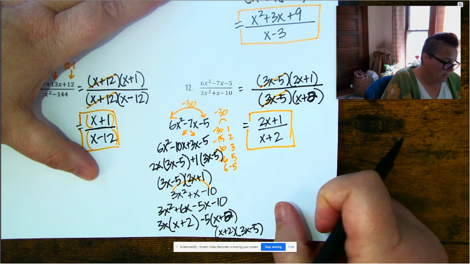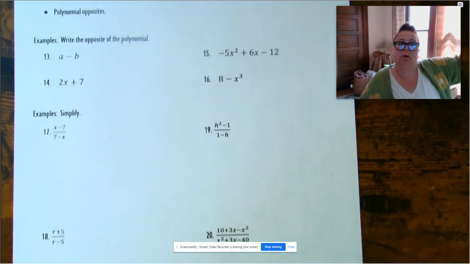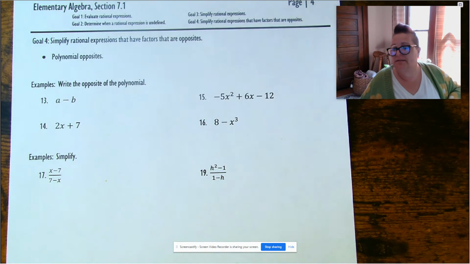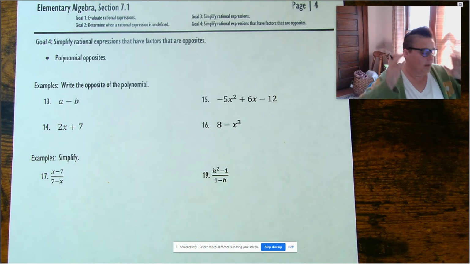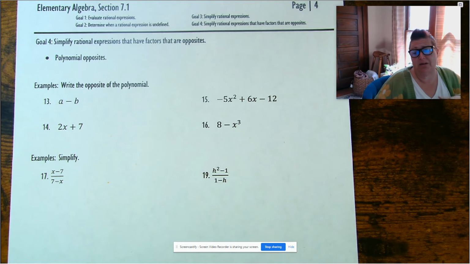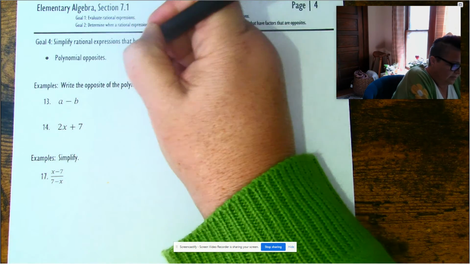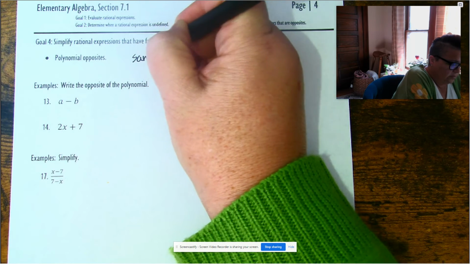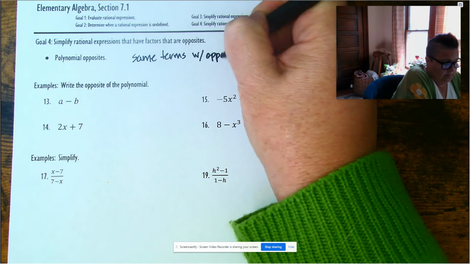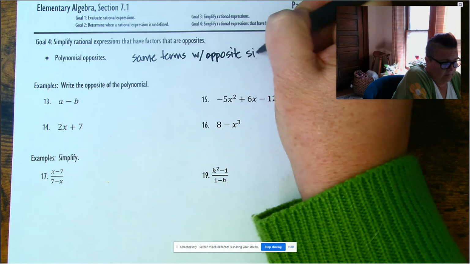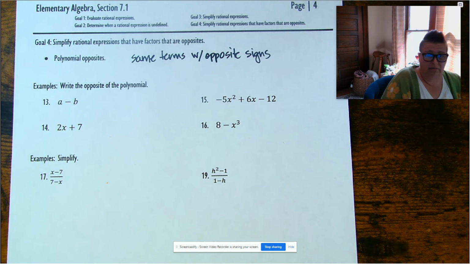Okay? All right. Now, that was a lot of work. There's a lot there. We still have one more goal to go. And that's simplifying these same expressions when your factors are opposites. So one of the things we have to touch on is, what do we mean when we say polynomials are opposites? Basically, polynomial opposites mean the same terms with opposite signs. But not just opposite signs on some, opposite signs on all of them.